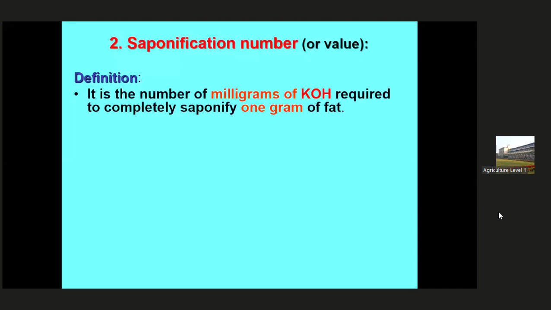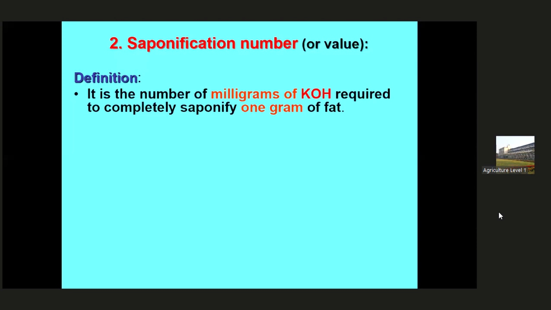But in case of the saponification number, it is milligram. So milligram of potassium hydroxide is required to completely saponify 1 gram of fat. This is not 100 gram. It is 1 gram, always fixed, 1 gram. So you have to take 1 gram fat and add potassium hydroxide to saponify. So how much potassium hydroxide is needed? It will give you the message about the saponification number.